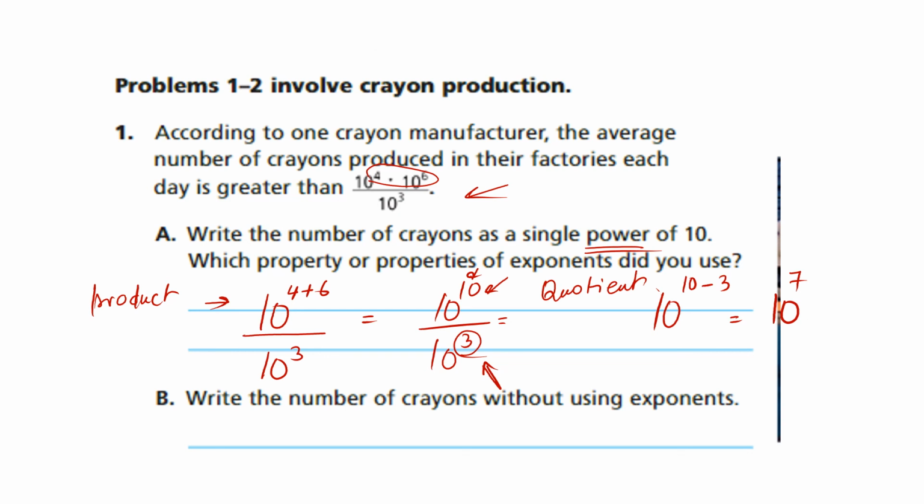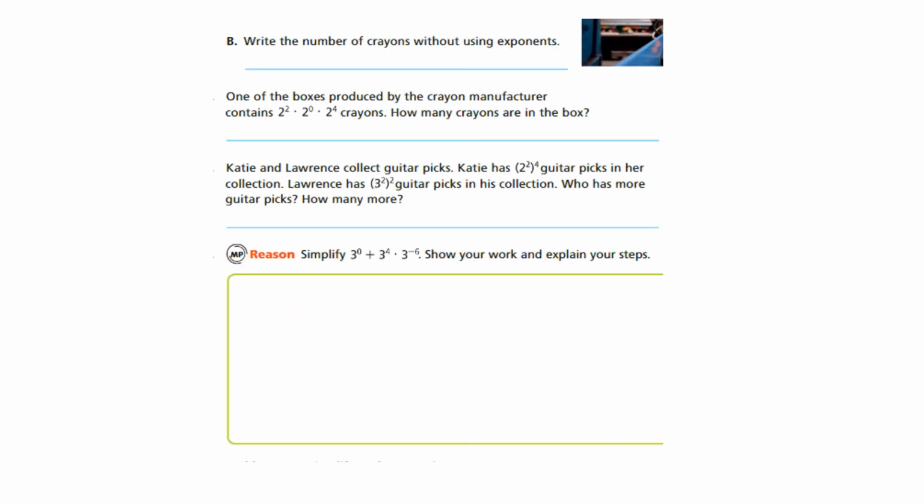Write the number of crayons without using power. So 10 to the power of 7, I told you, you write the 1 and how many zeros will you put? 7 zeros. Okay, so just like that. Same thing for part B. Try to do all the questions yourself. If you want me to explain anything again, I am ready to explain it again.